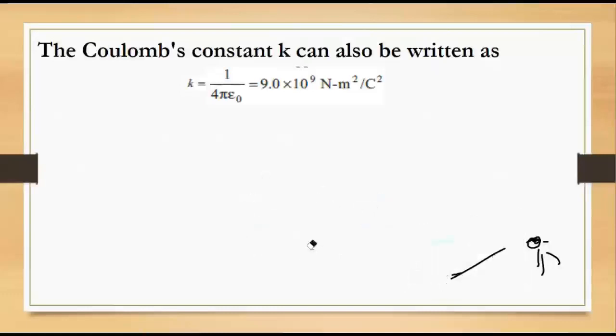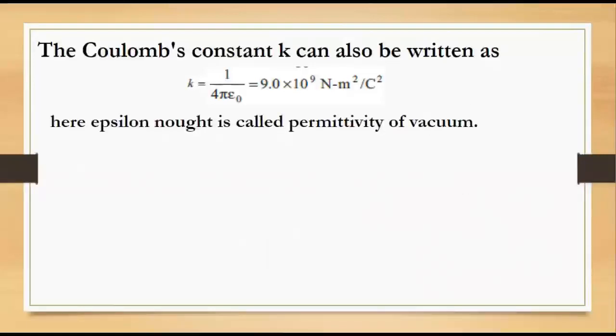Okay, so by how much the medium allows them to interact, that is understood by the quantity epsilon. Okay, epsilon. And epsilon naught means it is for vacuum. For another medium, it will be simply epsilon. So what is epsilon or epsilon naught here? It is basically permittivity of vacuum. Permittivity, you can say that the word comes from that permission only.